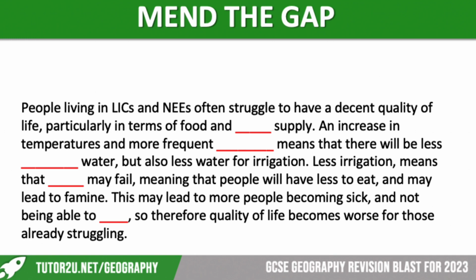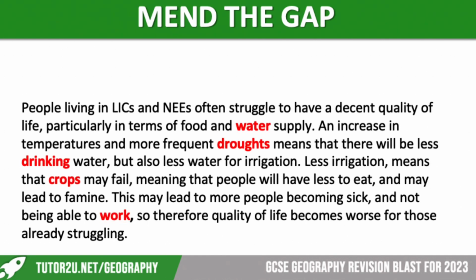Okay, have you worked them out? Let's reveal the answers. Our first gap was water supply, and increasing temperatures and more frequent droughts mean there'll be less drinking water, but also less water for irrigation. Less irrigation means that crops may fail. And if we scoot down to the bottom, we're going to have people becoming sick and not being able to work. Well done if you got those all correct.